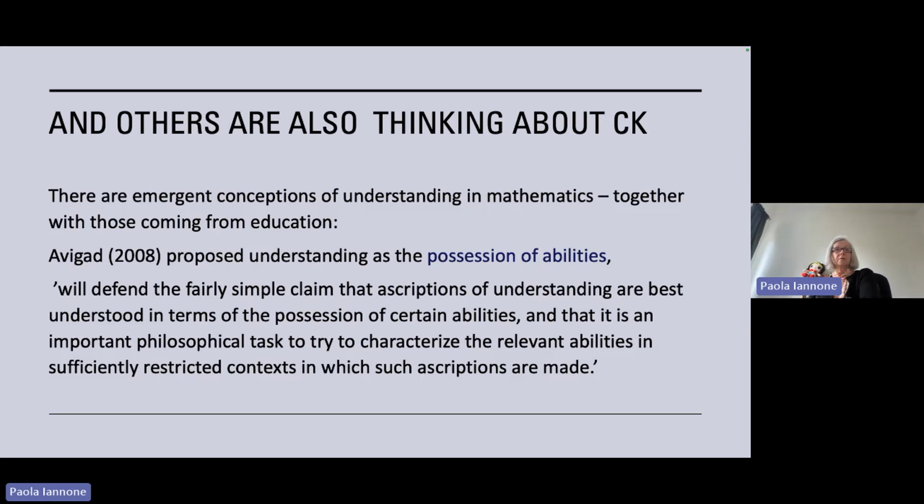In 2008, Avigad says: I will defend the fairly simple claim that ascriptions of understanding are best understood in terms of possession of certain abilities, and that it is an important philosophical task to try to characterize the relevant abilities in sufficiently restricted contexts in which such ascriptions are made. In a way, the framework that we presented just now talks about abilities.